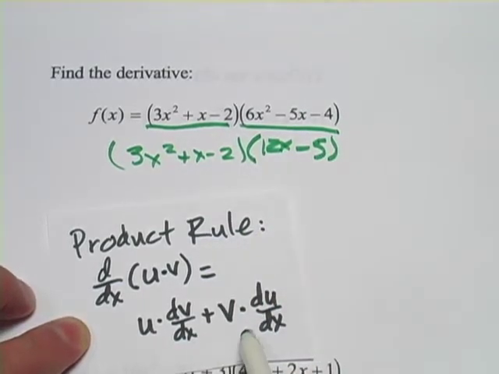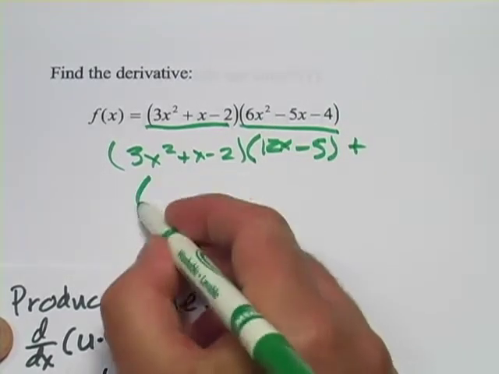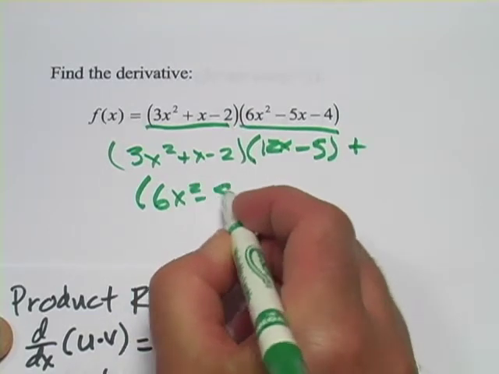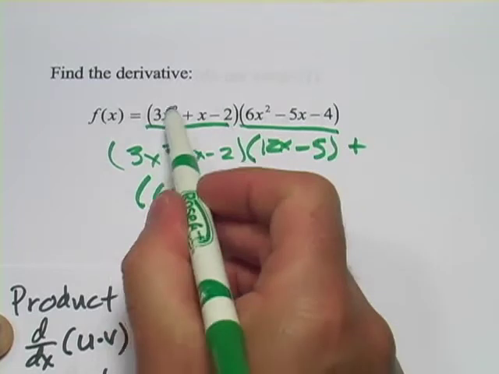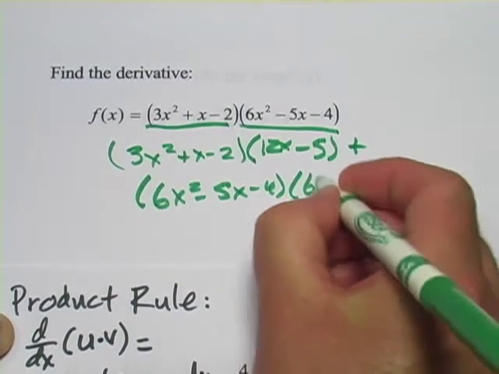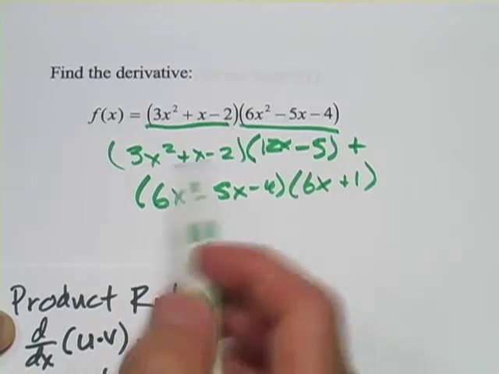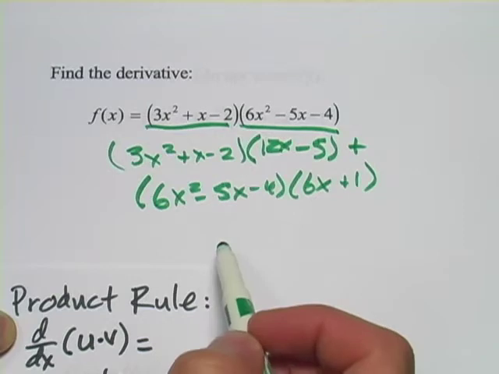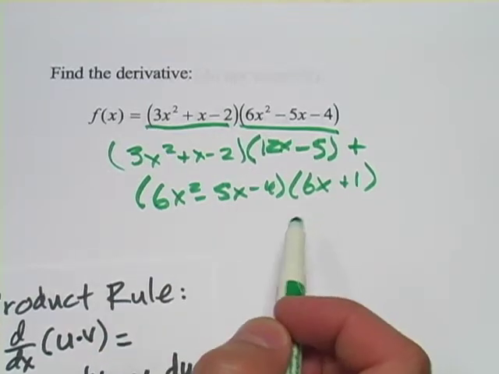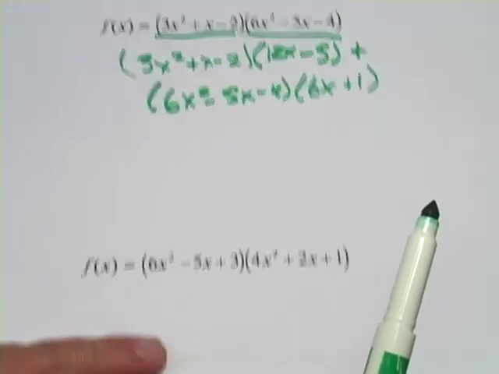And now the second half of the product rule says plus the second thing times the derivative of the first thing, so I put a plus there, and the second thing is 6x squared minus 5x minus 4, and the derivative of the first thing is, well, that would be 6x plus 1, applying the power rule again. And that is our derivative. You could, if you wanted to, go ahead and multiply all this stuff out now, but this answer is perfectly acceptable as a derivative. Let's try one more, just to get the hang of this.